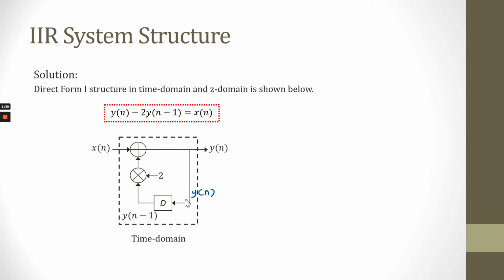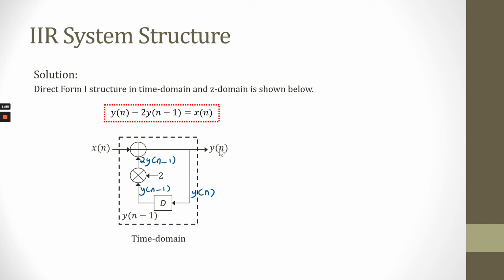This is Yn, okay? And after we apply delay unit time in time domain, we have Yn minus 1 that multiplied with 2 will produce 2Yn minus 1. This is for this part, to produce Yn. Okay, why do we not use negative 2 here?